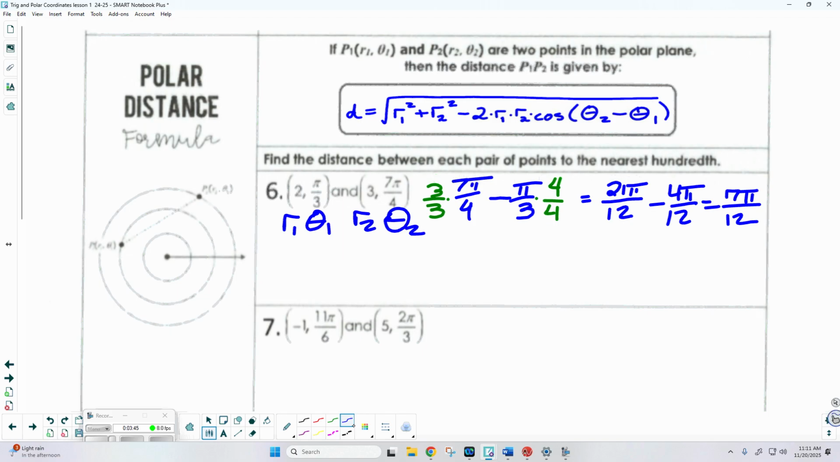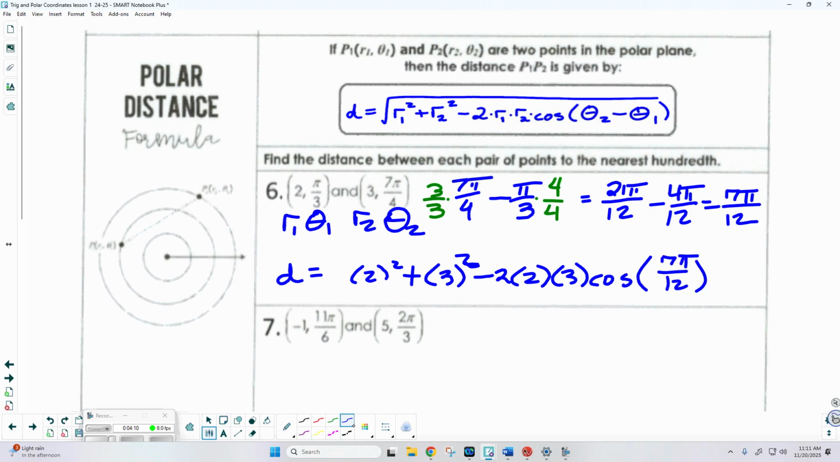We've already got each radius. All we have to do is substitute in. So our distance is going to equal the square root of the first radius squared, 2 squared, plus the second radius squared, 3 squared, minus 2 times the first radius times the second radius times the cosine of that 17 pi over 12. As you substitute in, 2 squared is 4, 3 squared is 9. If you want to start to simplify the radicand, you're more than welcome to do that.